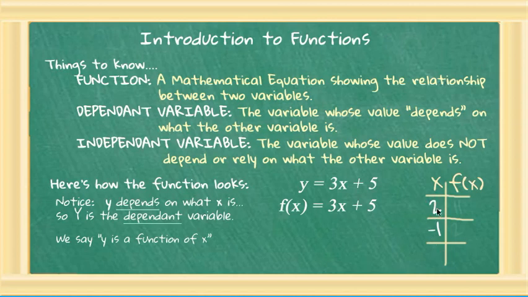So let's say x was 2. I come over here, plug it in. 3 times 2, 6, plus 5 is 11. So now the dependent value, f of x, had to be 11 because we chose 2. Negative 1 times 3 is negative 3, plus 5 more is 2. So the f of x has to be 2. Okay?